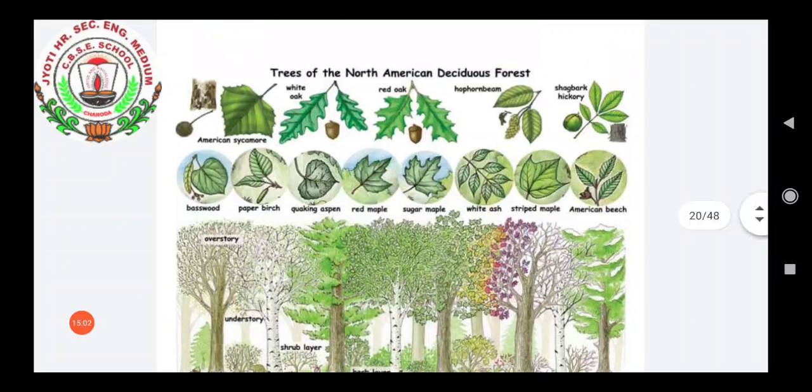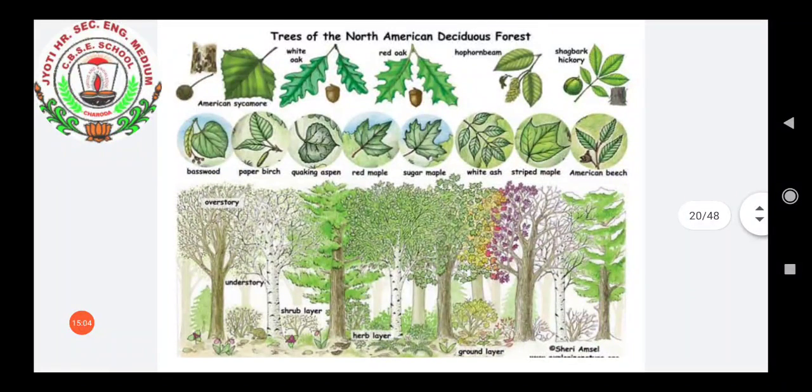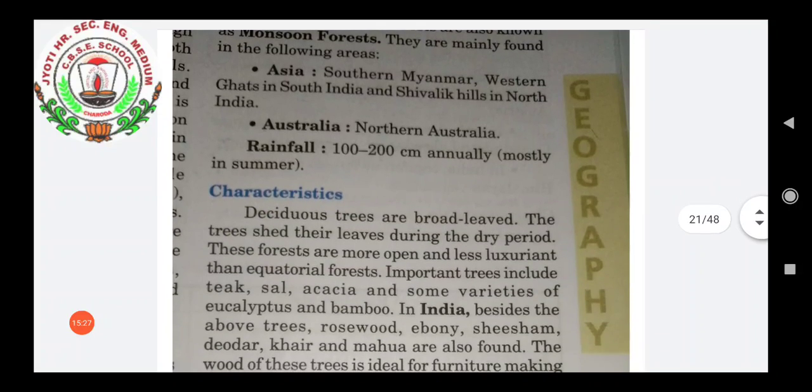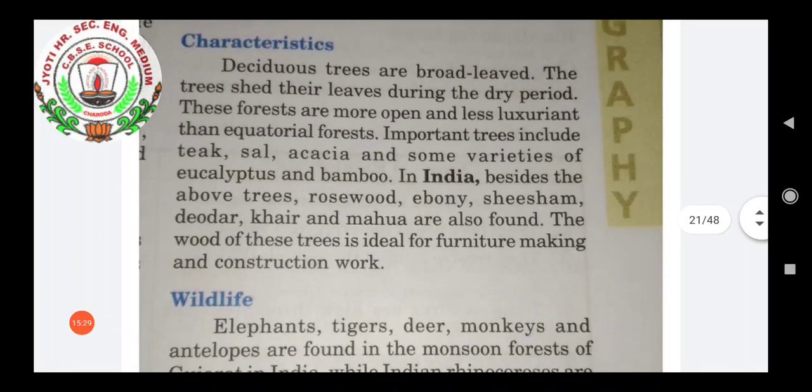Now, beside this vegetation, that forest, trees, we are having some wildlife also. In wildlife, we are having elephants, tigers, deer, monkeys, and antelopes that are found in Monsoon Forest in Gujarat in India. And in India, we are having Indian rhinoceros, which are found in Tista Valley, that is in Bengal, and the Brahmaputra Valley, that is in Assam.